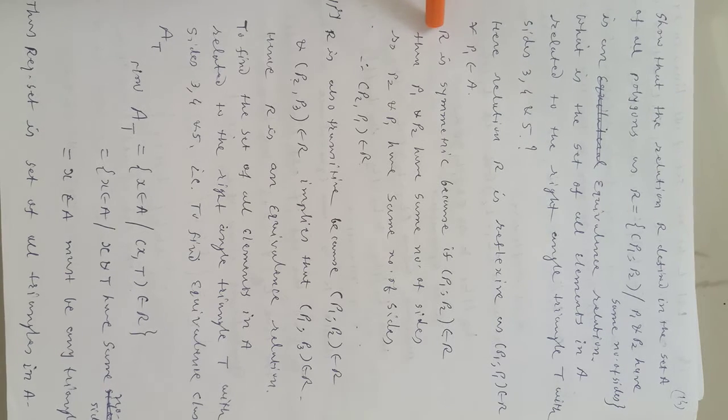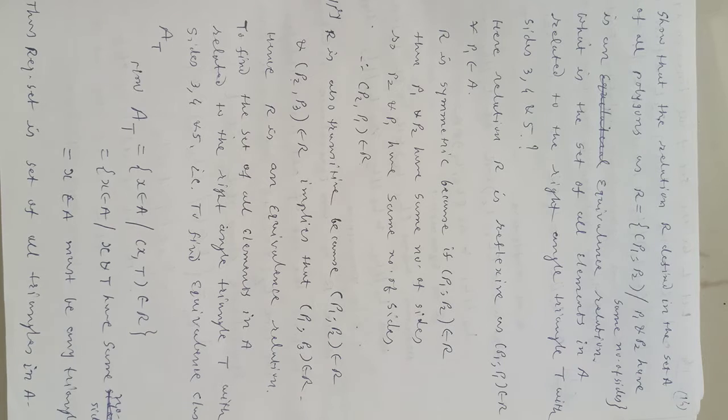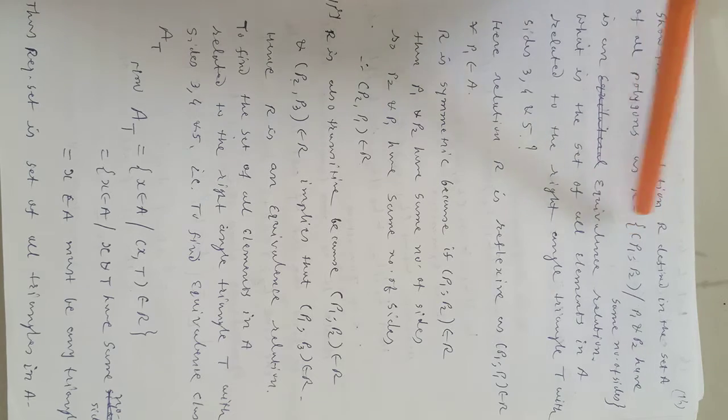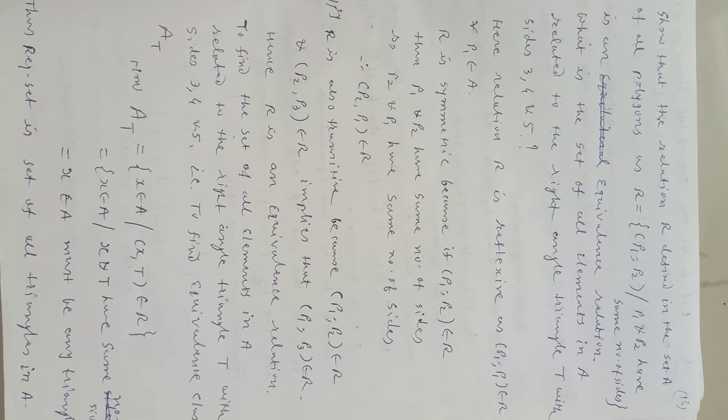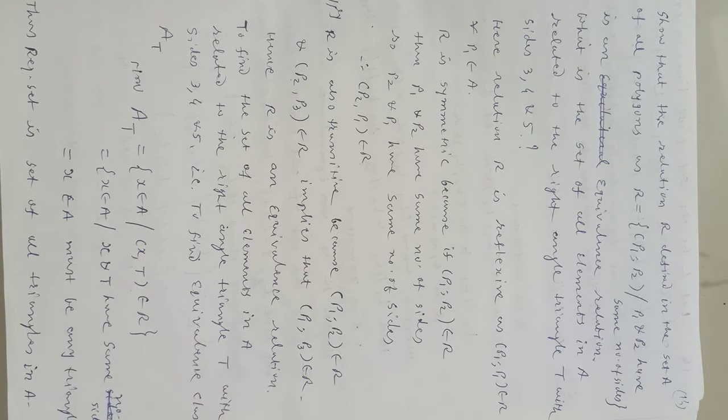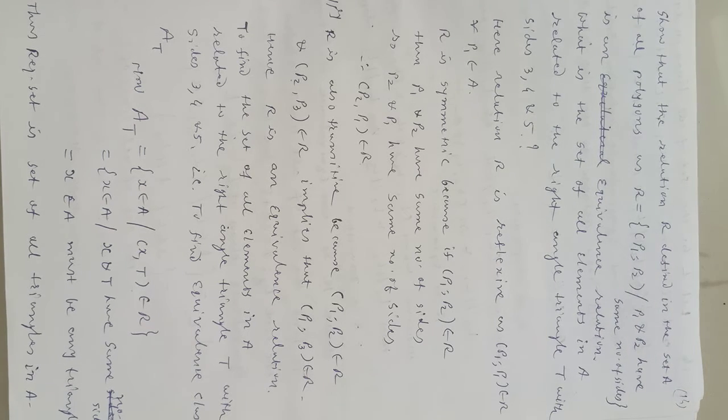Now go for symmetric. Read carefully. R is symmetric. Why? Because if we select (P1, P2) as a member of R, what is the conclusion? P1 and P2 have the same number of sides, as per our definition of the relation. So when P1 and P2 have the same number of sides, definitely P2 and P1 also have the same number of sides. Very clear. And that is why (P2, P1) is a member of R whenever (P1, P2) is a member of R. It means R is a symmetric relation. Clear?